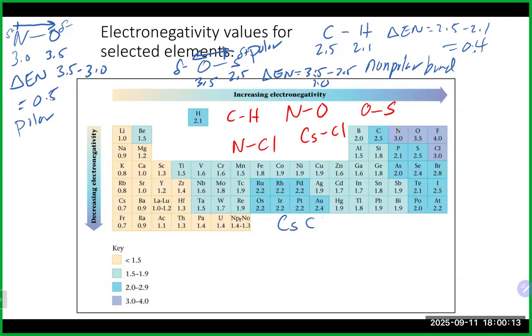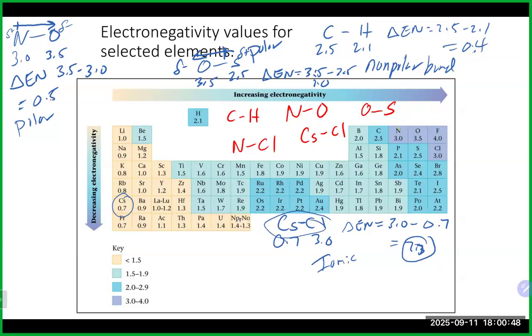So we'll do cesium and chlorine. We got some stuff here on opposite sides. Cesium looks like 0.7, and chlorine there is 3. So change in electronegativity on this particular one is 3 minus 0.7, and that's going to give us 2.3 perhaps. 2.3, which again is above 2, and it is going to be ionic. And again, we really don't need it because it is a metal and a non-metal, so we should know that it is ionic.